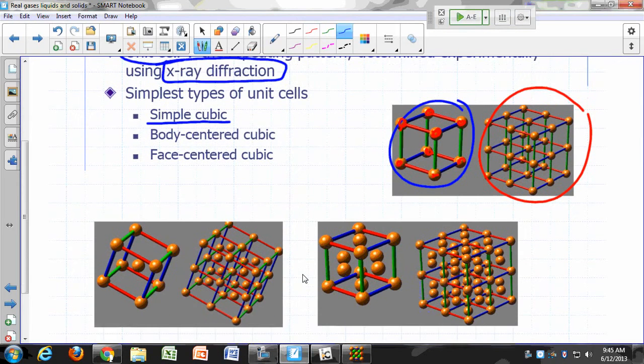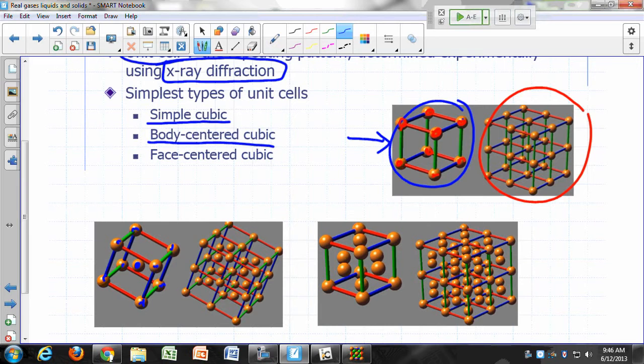And you can have what is known as a body-centered cubic cell. In a body-centered cubic cell, you have 1, 2, 3, 4, 5, 6, 7, 8. So you have 8 atoms, one at each corner of the cube, but in the middle of the cube, you've got one extra atom. So effectively, how many atoms do you have in a cubic cell? In a simple cubic cell?